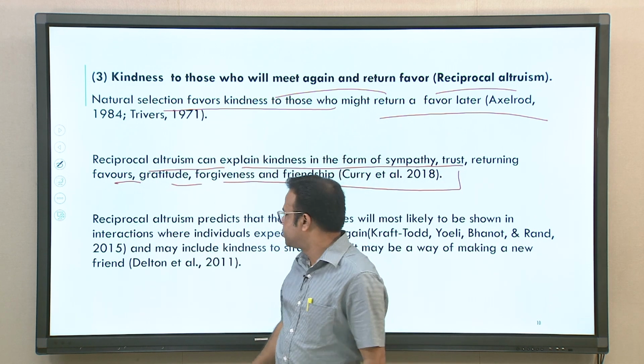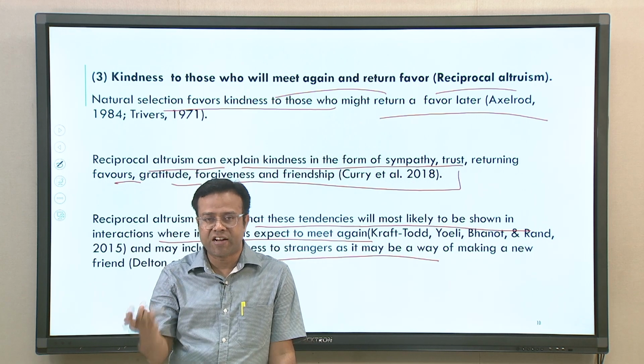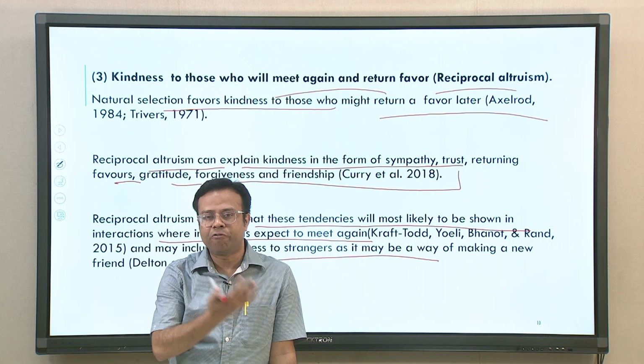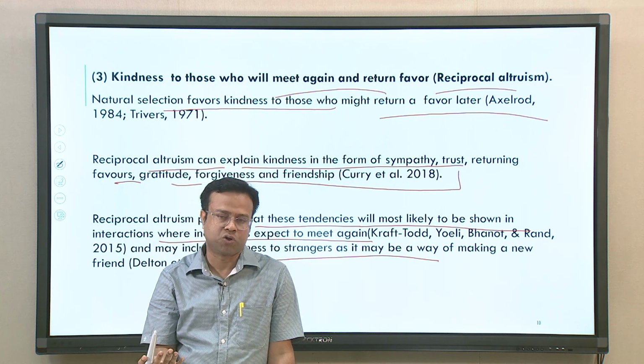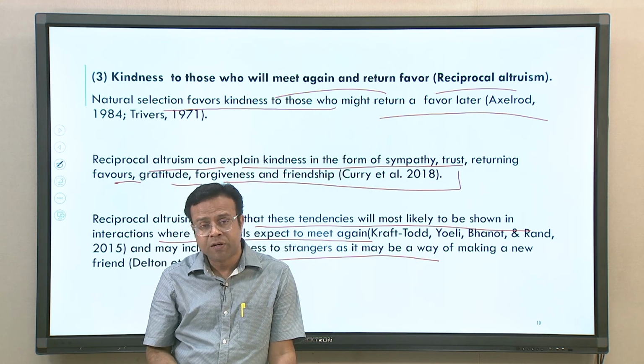So, reciprocal altruism predicts that these tendencies will most likely be shown in interactions where individuals expect to meet again, and may include kindness to strangers as it may be a way of making new friends. So, this can also explain why people sometimes help strangers, because that may be a way of making new connections and friends and so on. So, this is also another expression of evolutionary mechanisms.